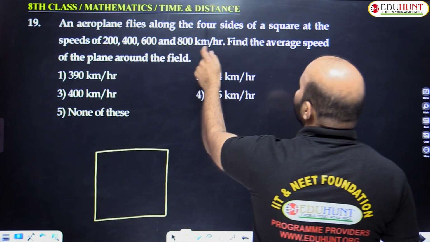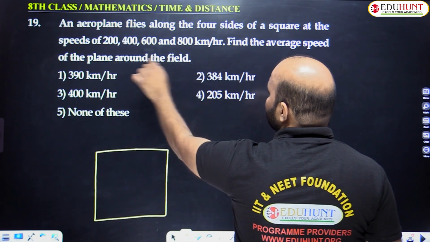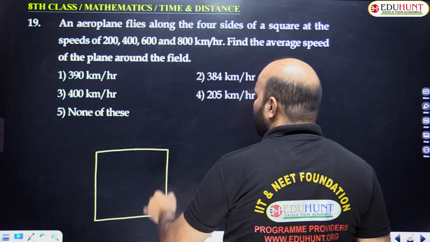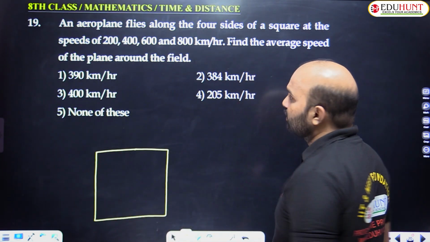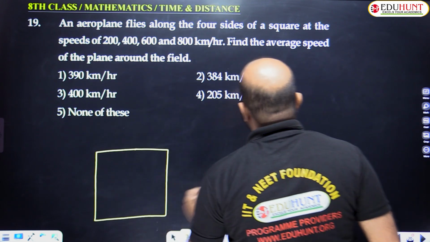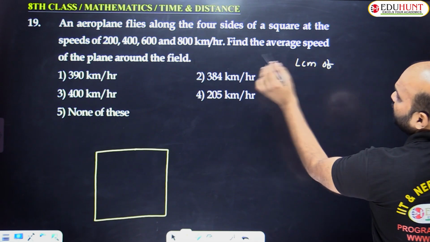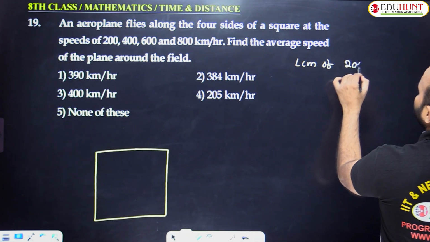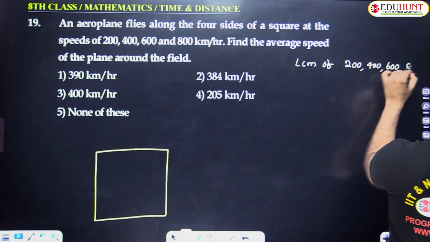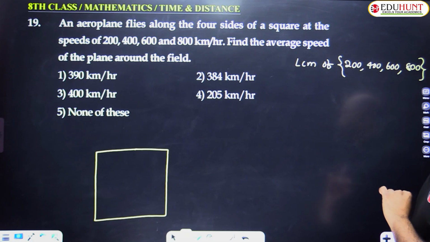It flies along the four sides at 200, 400, 600, 800 km per hour. Actually these are different speeds, but which one is equal? The distance is equal, because all sides are equal in a square. You don't know the side of the square, so first you have to take the LCM of the speeds given: 200, 400, 600 and 800.